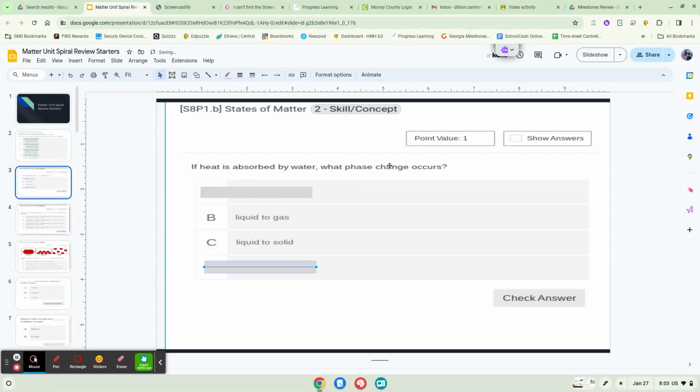Okay, the rest of the question's really easy. You're just thinking about water absorbing heat. So what phase change occurs if I have water and I add heat? That's a liquid to a gas. So your answer should have been B.